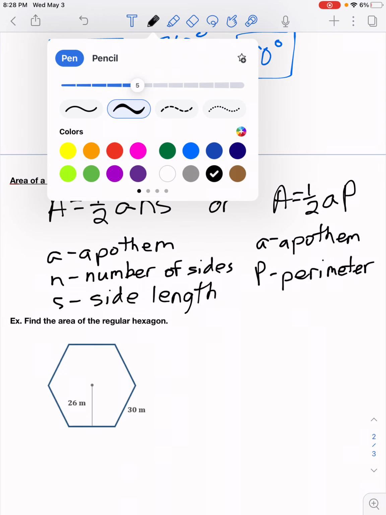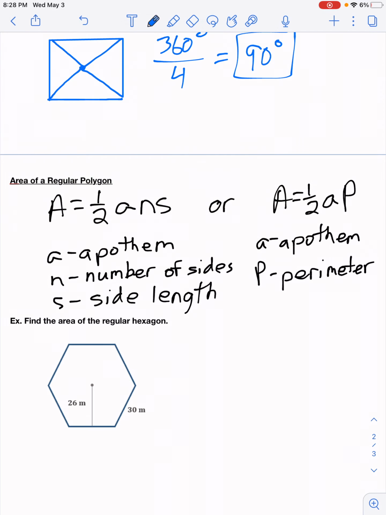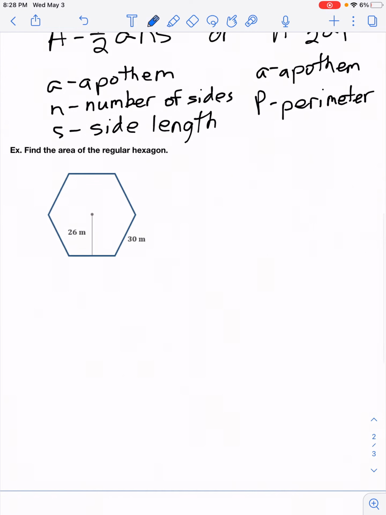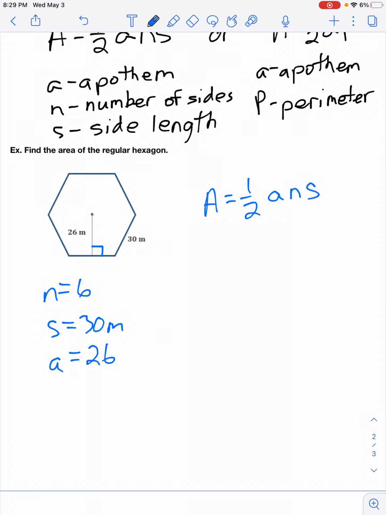We're going to do one quick example with that before we're done with the notes for today. It tells me that this is a regular hexagon. So I know my area formula is going to be A equals 1/2 apothem times the number of sides times the side length. Since it's a hexagon, that means N is 6, because there's 6 sides. The length of one side is 30 meters. And the apothem is that line from the middle to a side, which is 26 meters. So then all I have to do is plug that in.